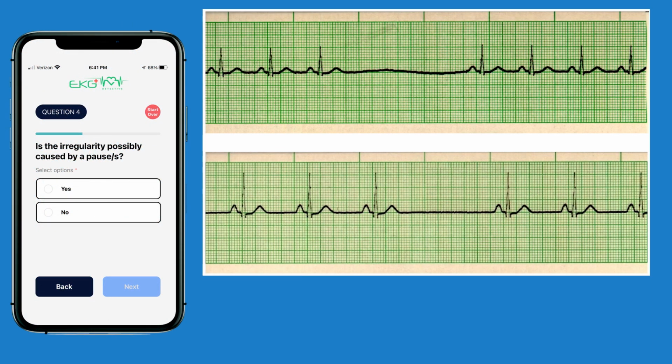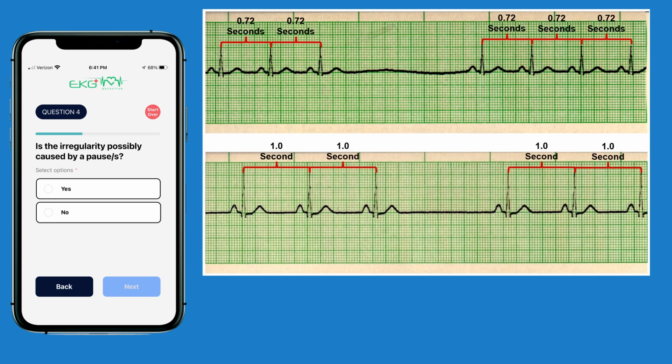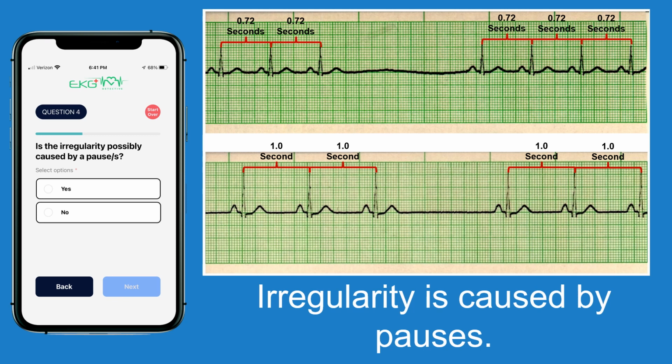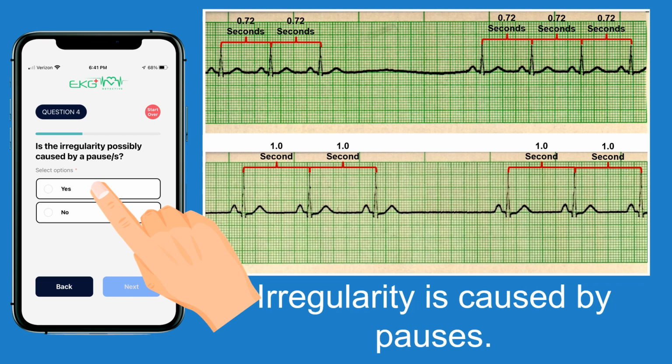All right, now that we've reviewed the criteria for pauses, looking at this first ECG, we have an R to R interval that's about 0.72 seconds. And measuring this across the other R to Rs, they also measure 0.72 seconds. So we do have a pause for this first ECG. The second ECG has an R to R interval of about 1 second. And when we compare that interval to the measurable R to Rs, they are also 1 second as well. So both of these ECGs have pauses. So we'll go to our app, we will select yes, and then hit next to go to the next screen.